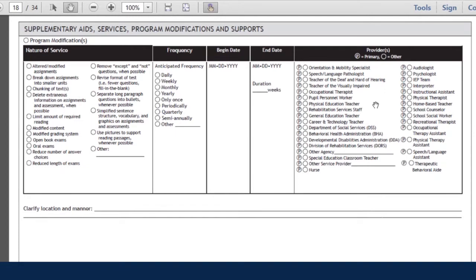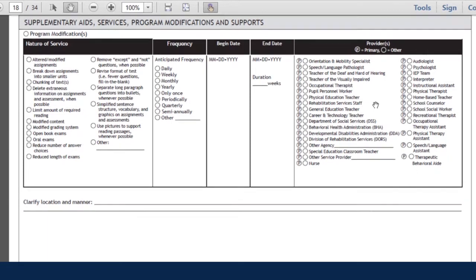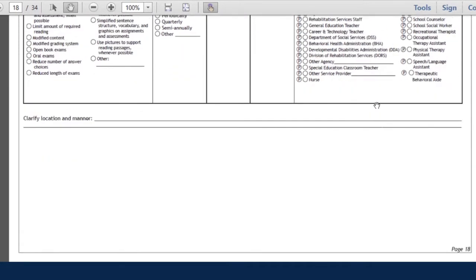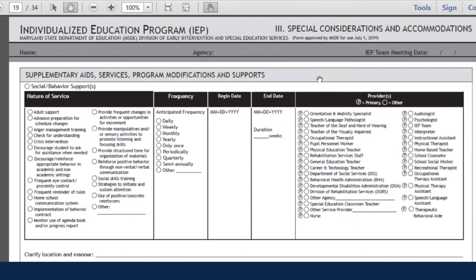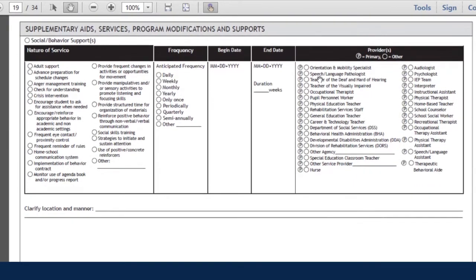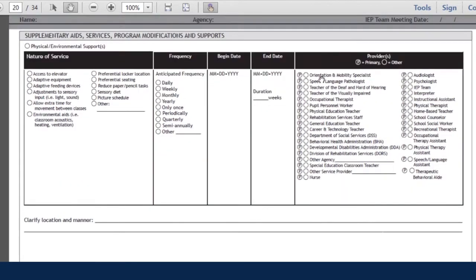Okay, so next we move on to supplementary aids, services, program modifications, and supports. So here we go with those, and these last for a few pages.